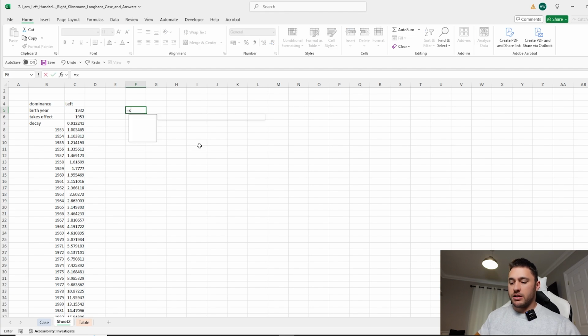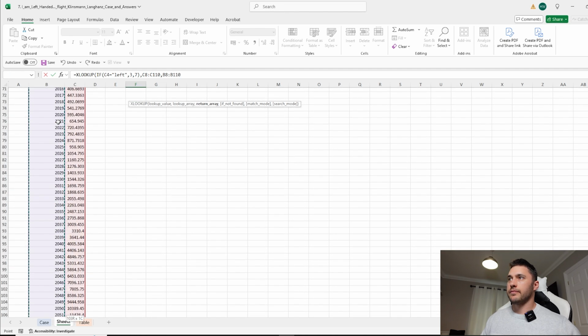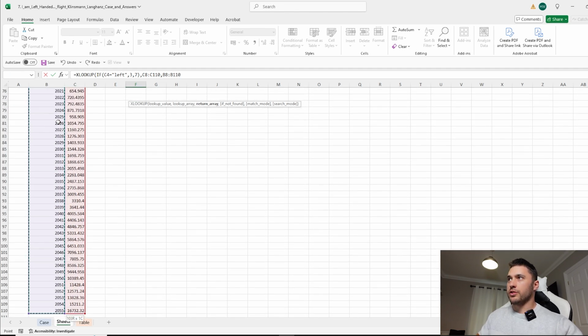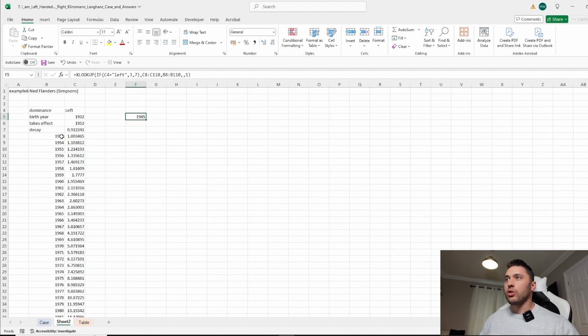So what I did originally, I said XLOOKUP 3. Well, I actually said if this equals left, then 3, otherwise 7. So we're looking for that value in this array, and we are going to return the year. However, we want exact match or next largest item. Then we get 1965. It should actually be 1966. I've done something wrong there.